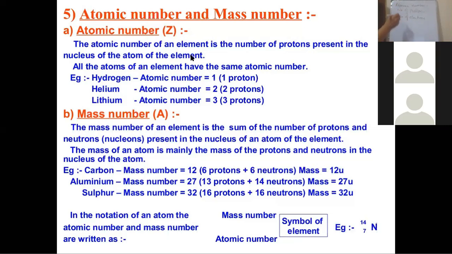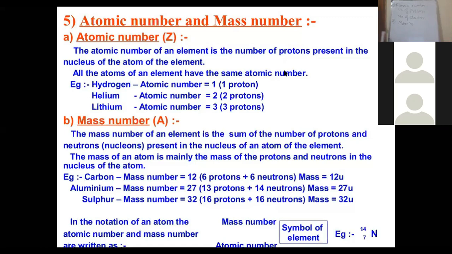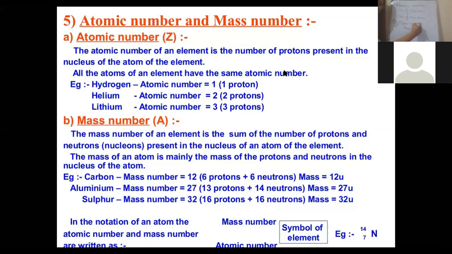There is one more, that is mass number. Now what is mass number? Mass number is the sum of protons and neutrons present in the nucleus of an atom of an element. So the sum of the number of protons and the number of neutrons provides the mass number to an element.